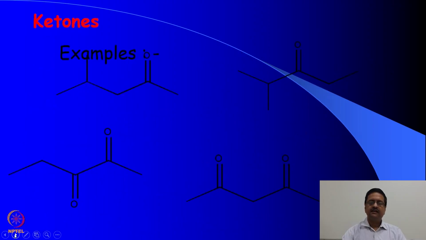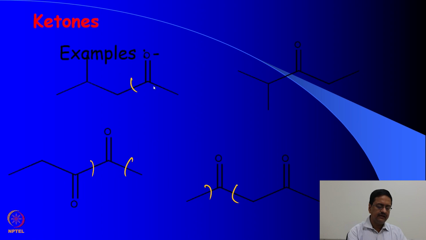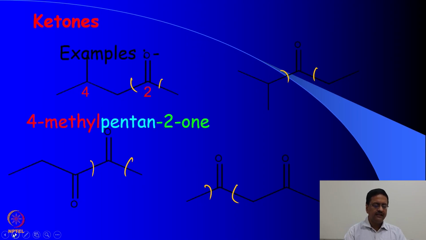The ketones are the next group of molecules, where the C double bonded O is associated with a carbon which has two carbon atoms connected to it. Everywhere, if you see that you have two carbon atoms connected to that carbonyl group, you can have the names following the IUPAC nomenclature.